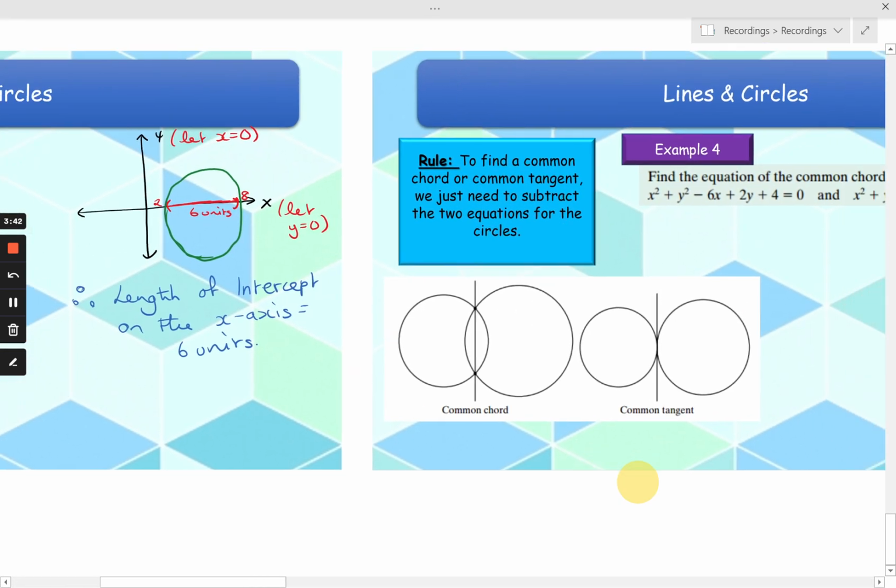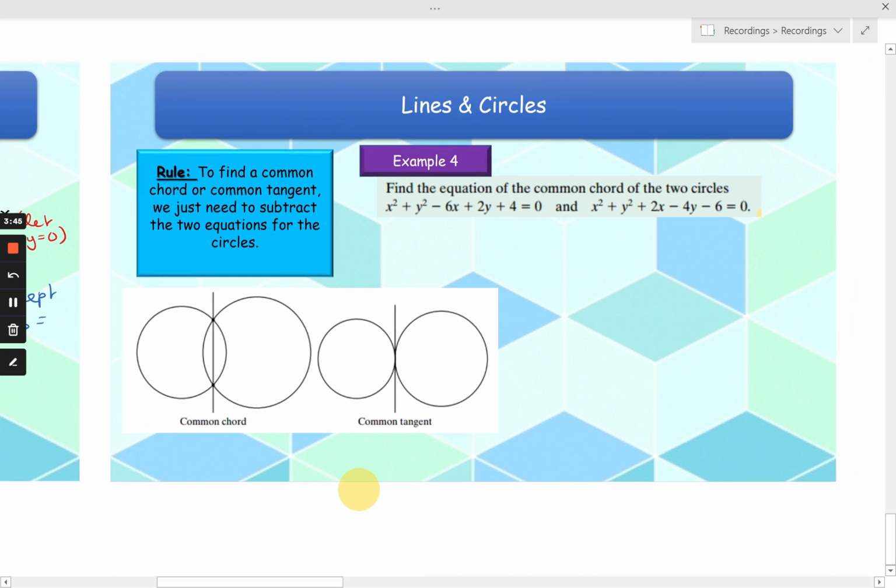Okay, guys. So looking at example 4 here, it's looking at tangents and chords again. And our rule here is, and this is an important rule we need to remember, to find a common chord, like in diagram 1 here, where I have a chord that goes through two circles and cuts them each at 2 points, or a common tangent, like in diagram 2 here, where a tangent goes through two circles and meets each circle at 1 point, we need to subtract the two equations for the circles. So if we want to find the common chord or the common tangent, we need to subtract the two equations of the circles here.